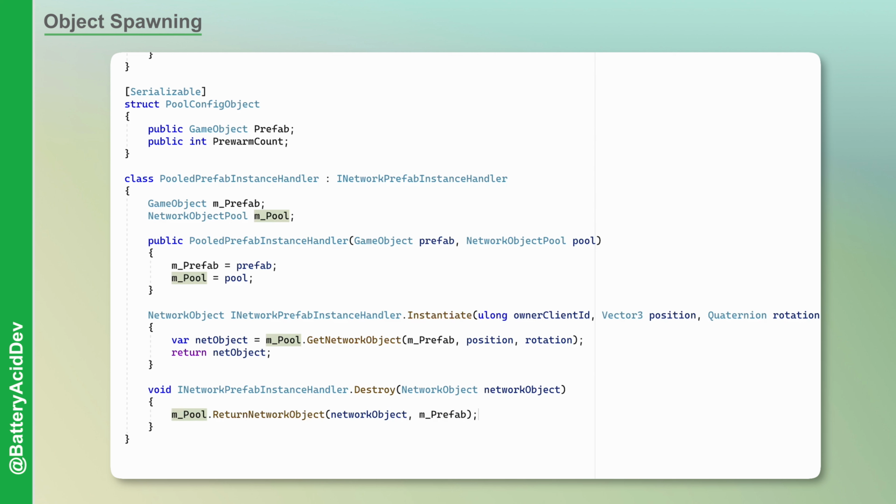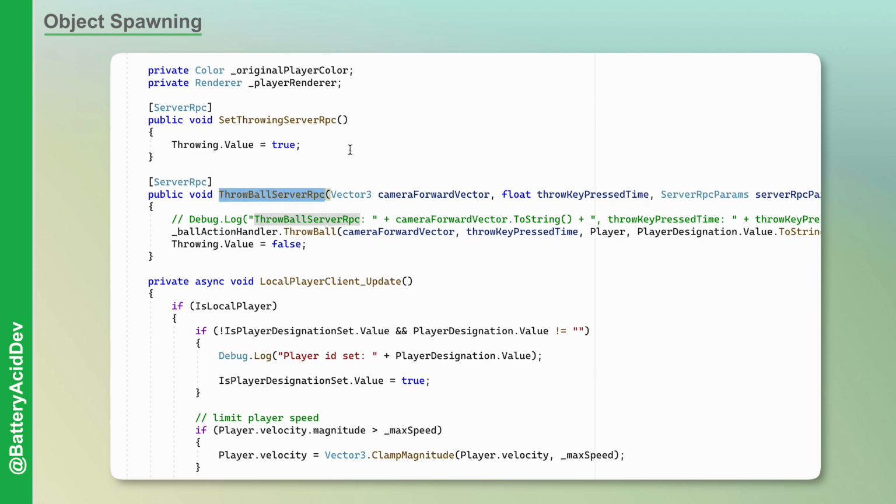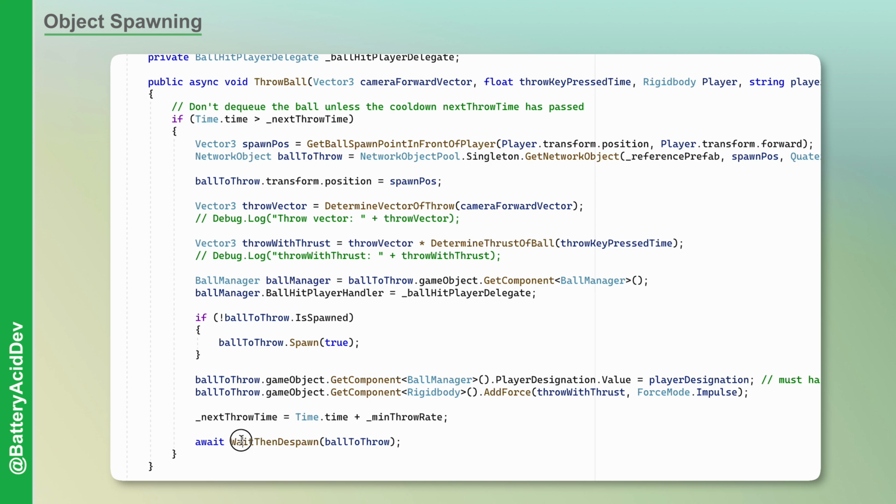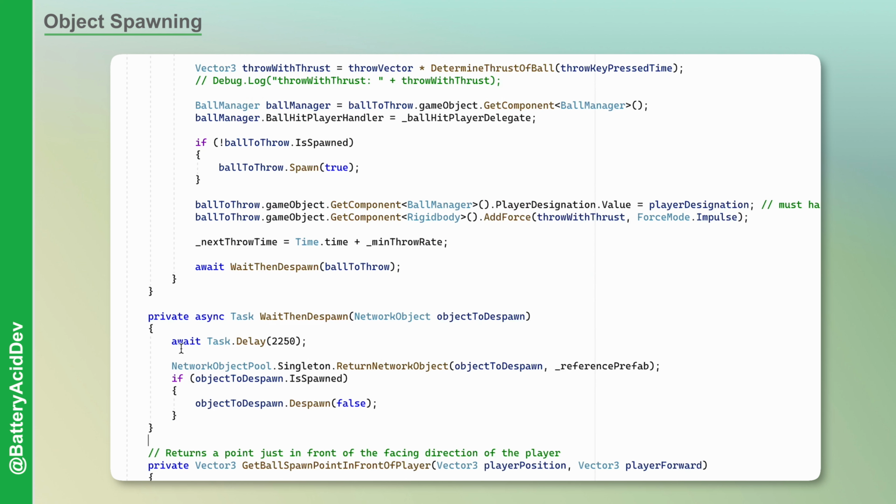Each time a player clicks, I make an RPC call to the server to throw a ball, which pulls one out of the queue and is synced across the clients with whatever force I applied. The ball objects have an attached despawn timer that runs about 2 seconds after the ball is thrown. Once that executes, it gets placed back into the pool.